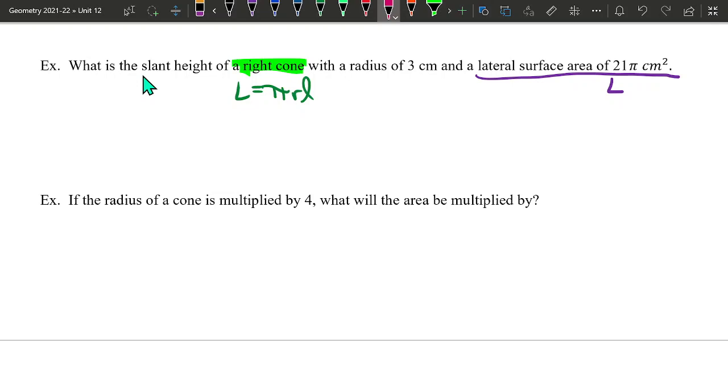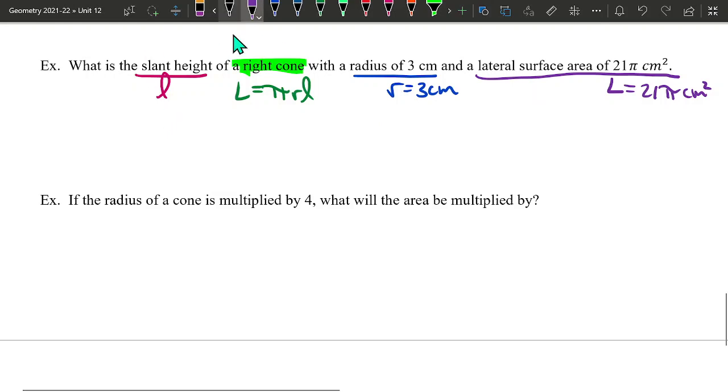I don't have the slant height. What is the slant height? That's what I don't know. So I'm trying to solve for the slant height L. And I do have the radius of 3, so r equals 3 centimeters. Let's see, I can write that out. L equals 21 pi. So I have 3 things. Okay, so I'm going to go to the formula. L, I have L. L is 21 pi centimeters squared.